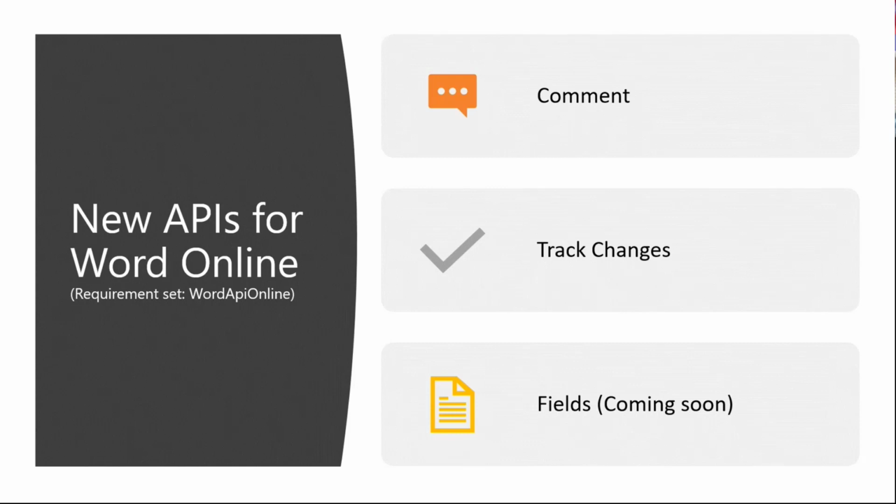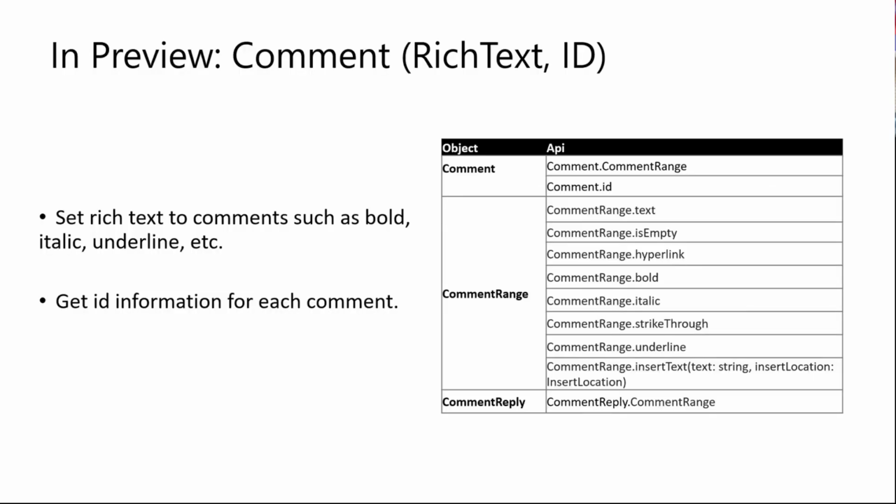Okay, now let's go to even more details of these APIs. The first set of APIs are comments related. We've provided rich text format supporting comments, so you can set rich text as bold, italics, underline, and etc. It will be very straightforward and easy to manage all of the rich formatting inside the comments. We also provide comment ID, so each comment can be monitored in a Word document very smoothly. You can refer to the table at the right hand for the more details.